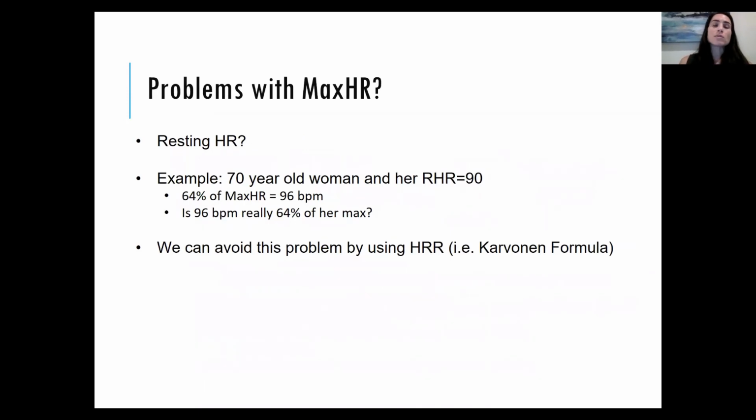So again, there's some problems with using that max heart rate method, right? It doesn't include resting heart rate, and resting heart rate is usually a much better indicator of someone's aerobic capacity. And here's an example of an older adult and why this can be an issue.